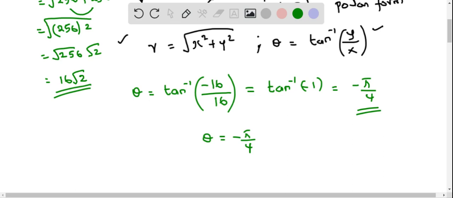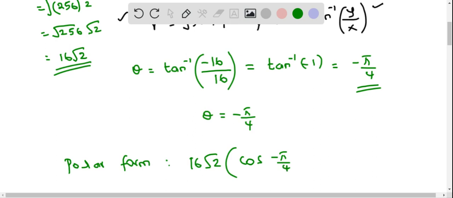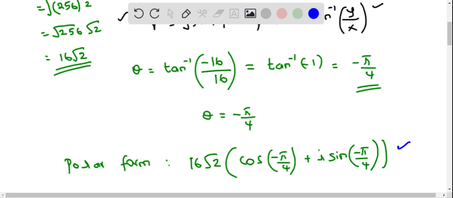and this means we can write down the polar form of the complex number, that is, polar form is r times, r is 16 root 2. So I put 16 root 2 times cos theta, theta is negative pi by 4, plus i times sine theta, theta is negative pi by 4. So this is the polar form of the given complex number.